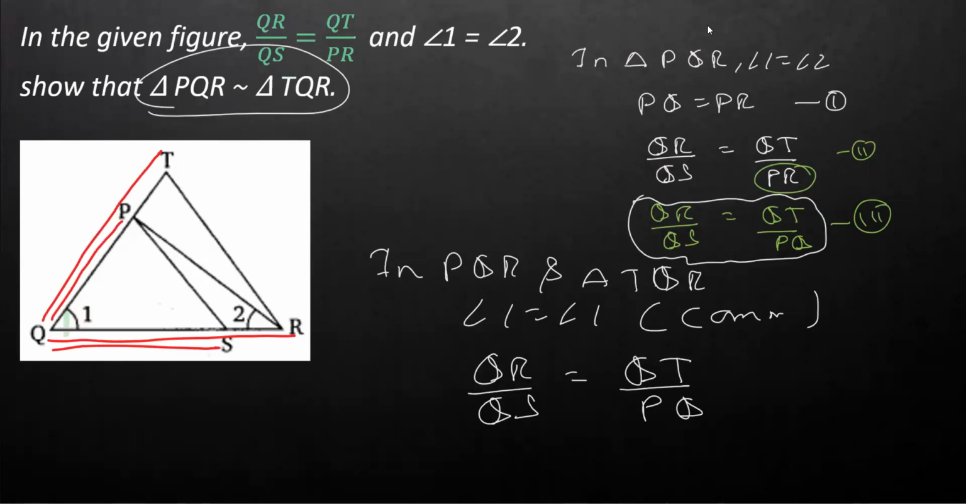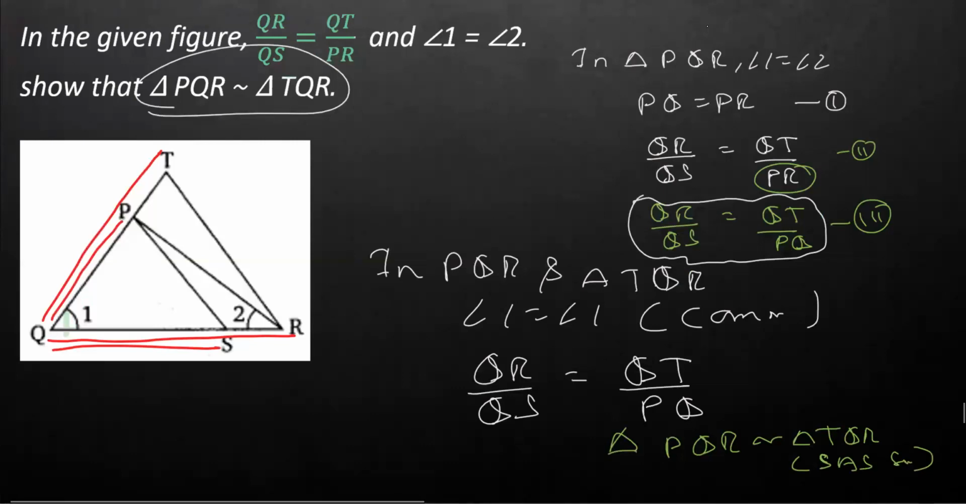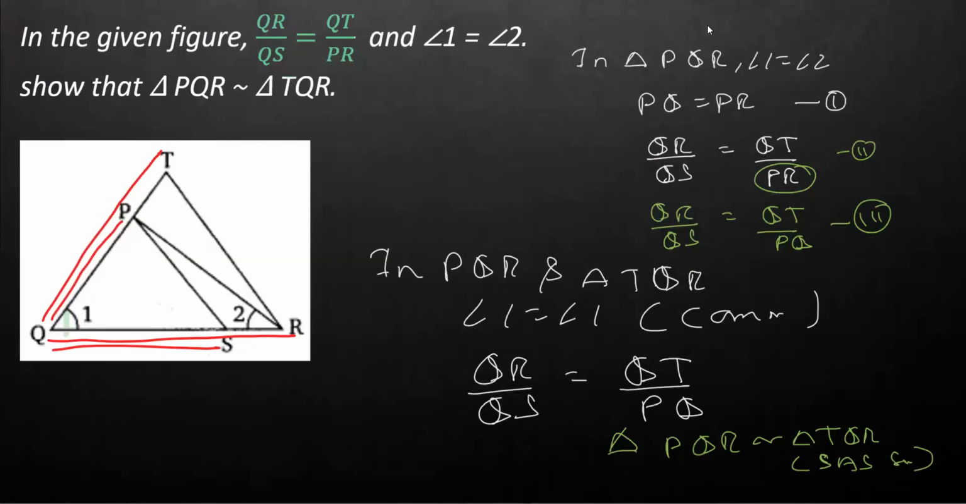As you can see, we have proved the two sides proportional and their included angle as equal. So we can say that the triangles are similar. Now we can straight away write triangle PQR is similar to triangle TQR, and the criterion here is SAS similarity. So this is how this question can be done.